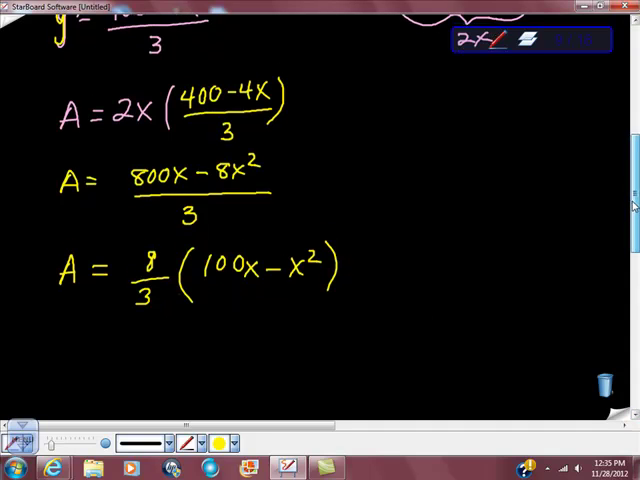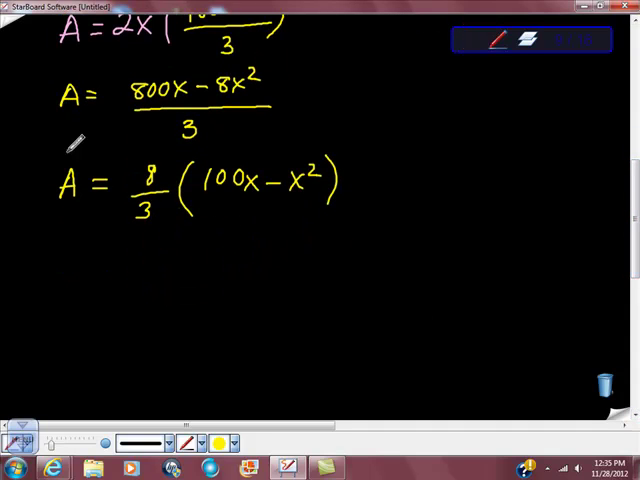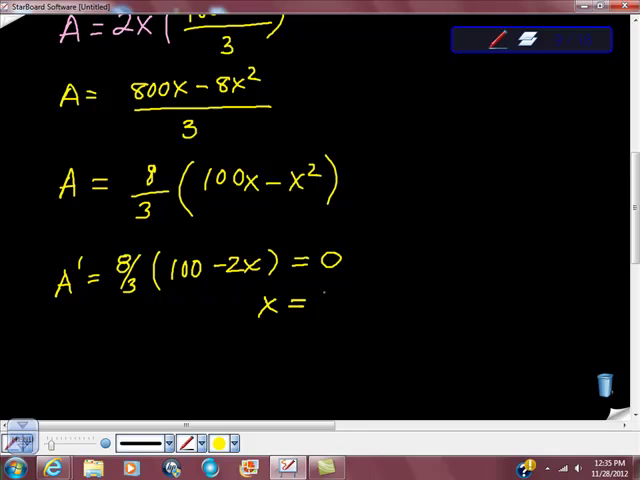And now, because we're trying to maximize this, we're going to take the derivative and see where we have a critical value. So take A prime. This 8/3 is a constant multiple, isn't it? The first derivative of 100x is just 100. And the first derivative of x squared is negative 2x. Isn't that right? And remember, when we're looking for a critical value, you set this thing equal to 0. And this thing equals 0 when x is equal to 50.